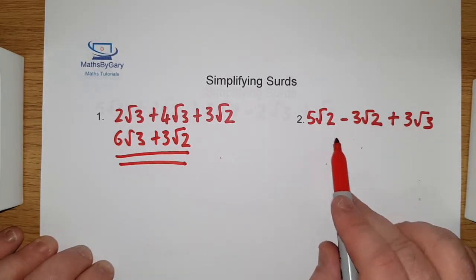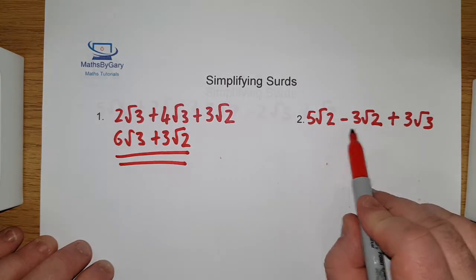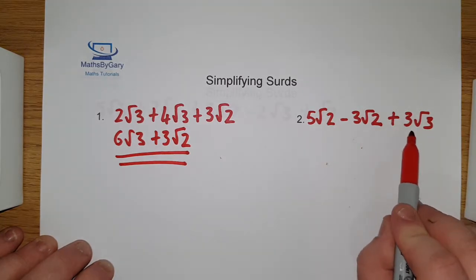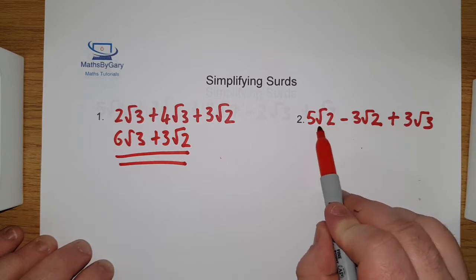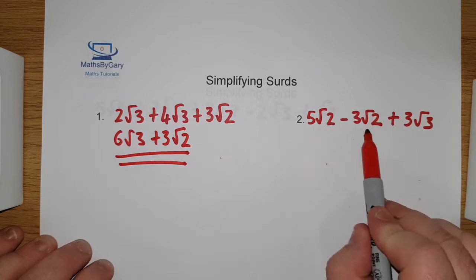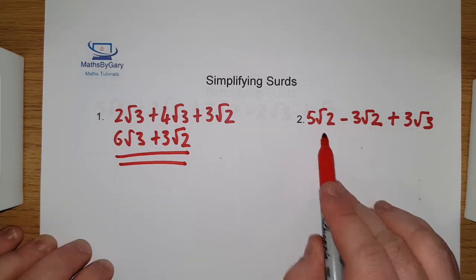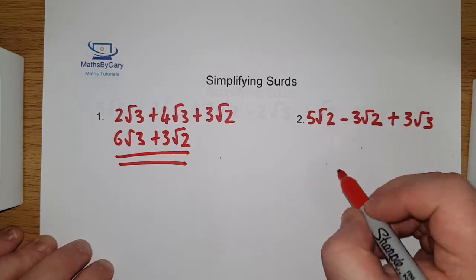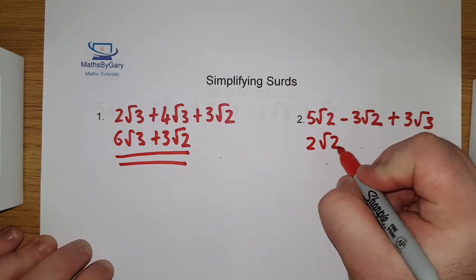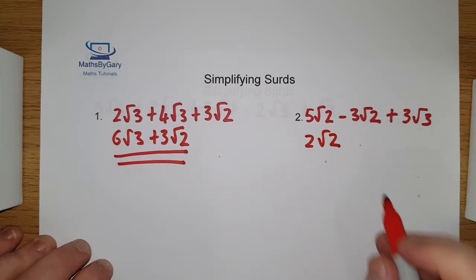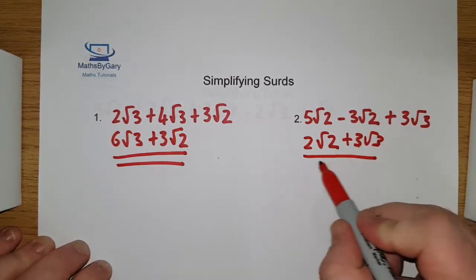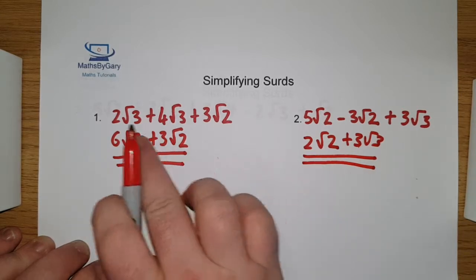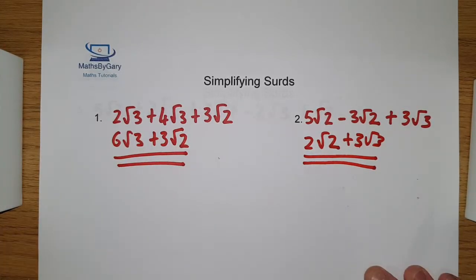Again, move on to the next example, 5 root 2 minus 3 root 2 plus 3 root 3. Now we look at the root 2, because root 2 and root 2 are the same, the coefficient in front is simply 5 minus 3, so that's 2 root 2, and then 3 root 3 simply remains the same. So we've simplified these surds down.